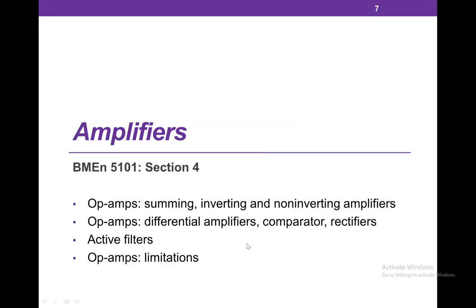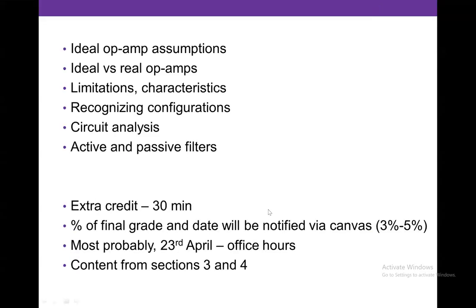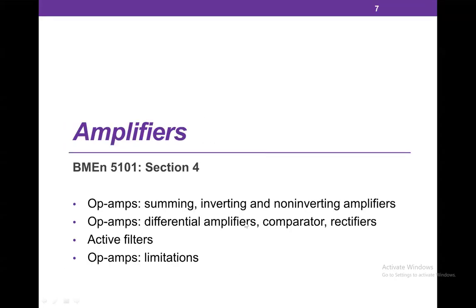Then with amplifiers, I feel like I've gone through this quite a few times. We talked about the different configurations. So ideal op amp, ideal versus real. Then we talked about the limitations in designing, how we would change the ideal assumptions into real. How we'll only consider one of the parameters, we won't change everything to real. And recognizing the different configurations, right? So these were the most commonly used configurations.